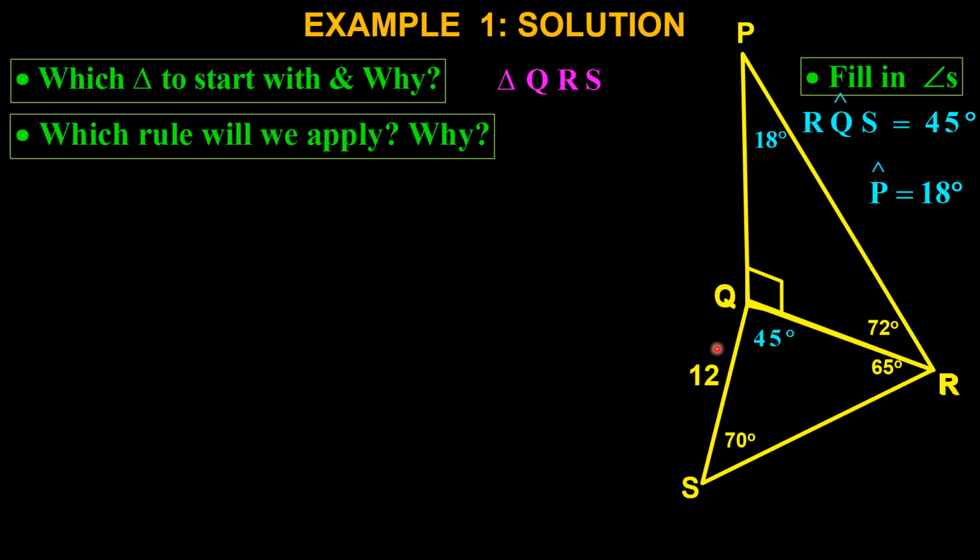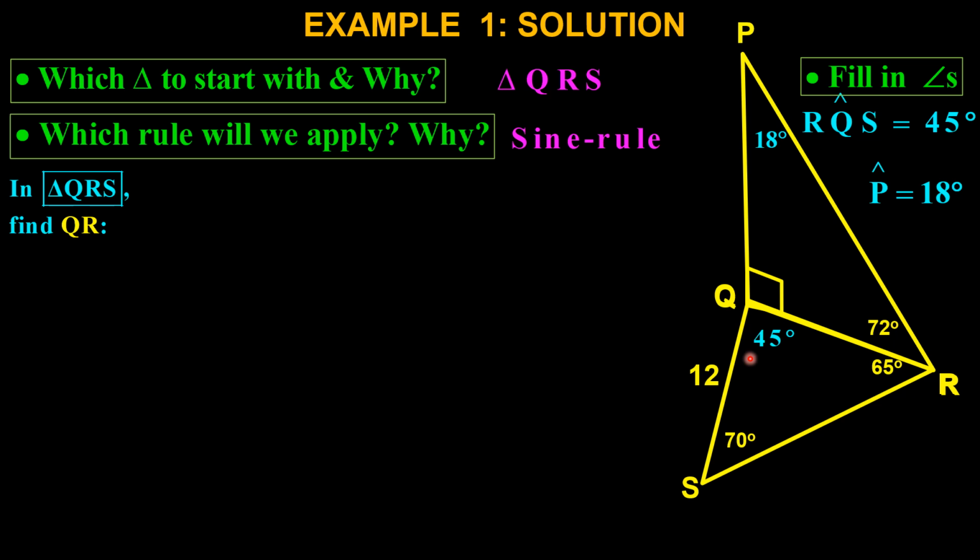Right, now which rule do we apply? We've got a side and an angle, so that implies the sine rule. We're going to use QRS. But which side do we need to calculate? Not SR, because SR is not going to help us. We want to get to PQ, so we need a common side. In this case, it is QR.